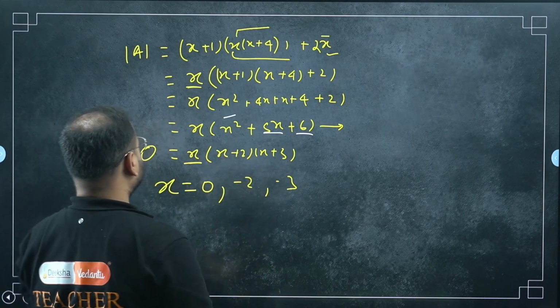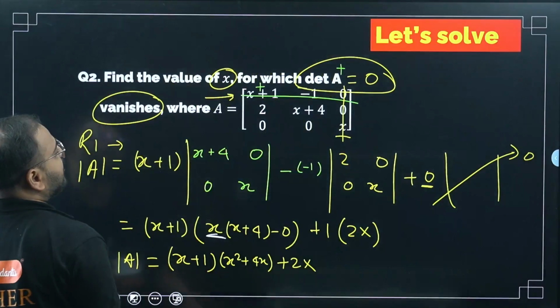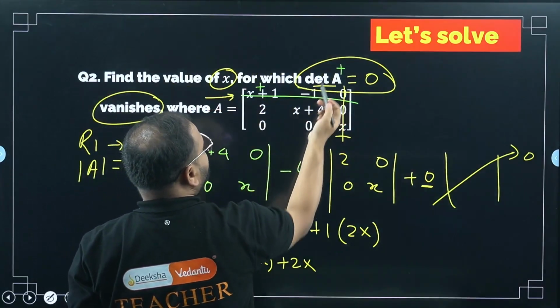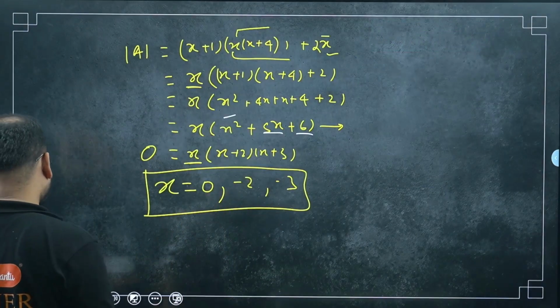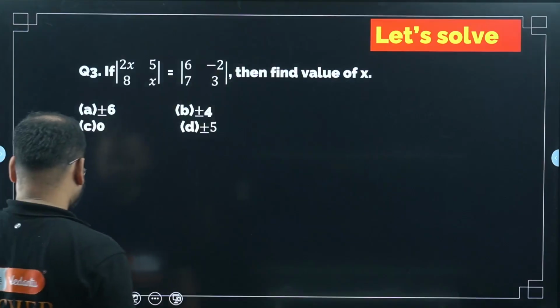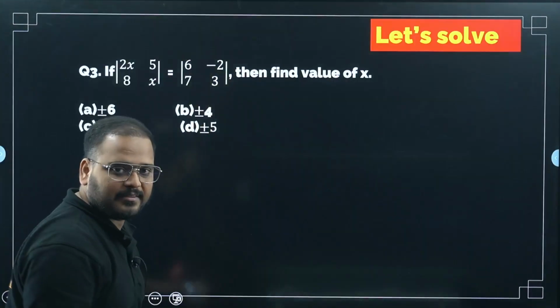X is minus 3, whole thing is 0. So the value of x for which the determinant will vanish is what? 0, minus 2, minus 3. I hope you understood this. Okay, I moved on to the next question. All right, sir. Clear? Clear, right?